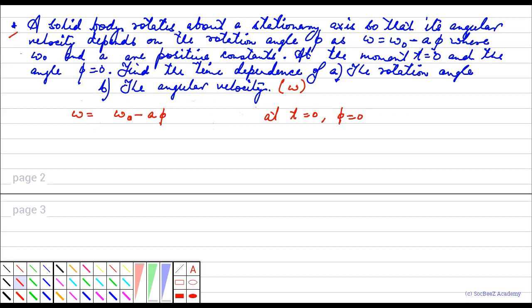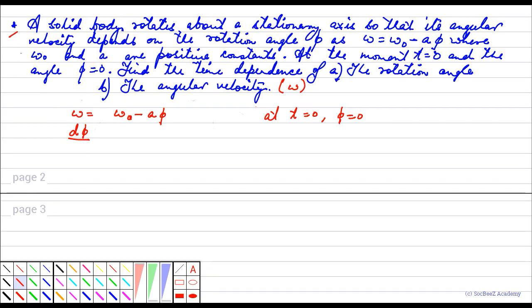Now omega is given by d phi by dt, that is the rate of change of the angular displacement. So omega can be written as d phi by dt, which turns out to be omega naught minus a phi. Basically I need to find out the expression of phi as a function of time, the time dependence of the rotation angle. So this can further be written as d phi by dt plus a phi equals omega naught.